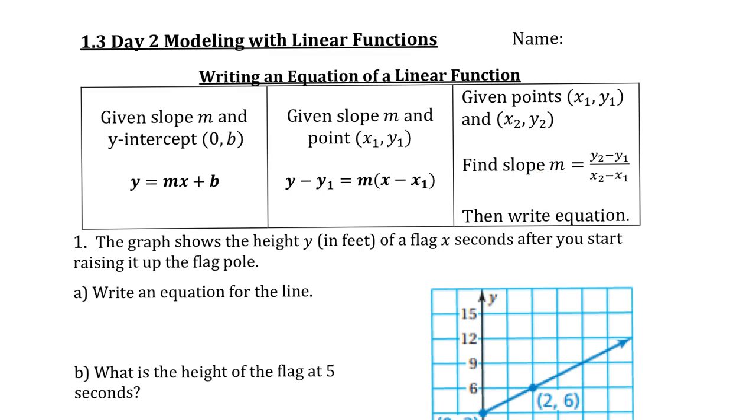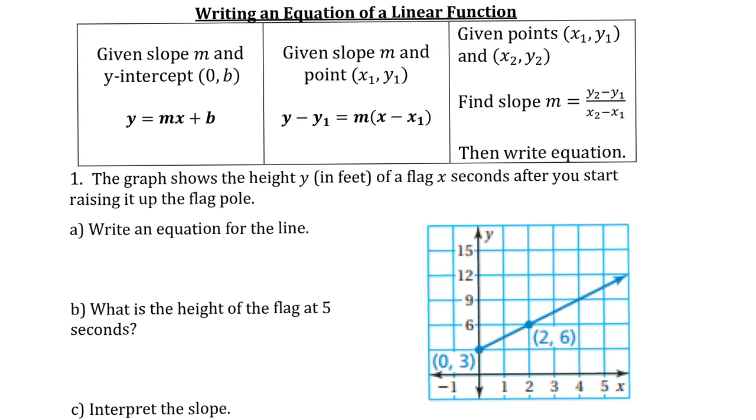Okay, so let's start off by looking at some graphs. The graph shows the height y in feet of a flag x seconds after you start raising it up the flagpole. Write an equation for the line. I'm going to ignore the words for now. If I'm writing the equation, I just have to look at the information they have given me. They've given me a line. I see 2 points. I see 0, 3, and 2, 6. I need the slope. I can get the slope using the equation, or I can count it from the graph, and both ways are equally good.